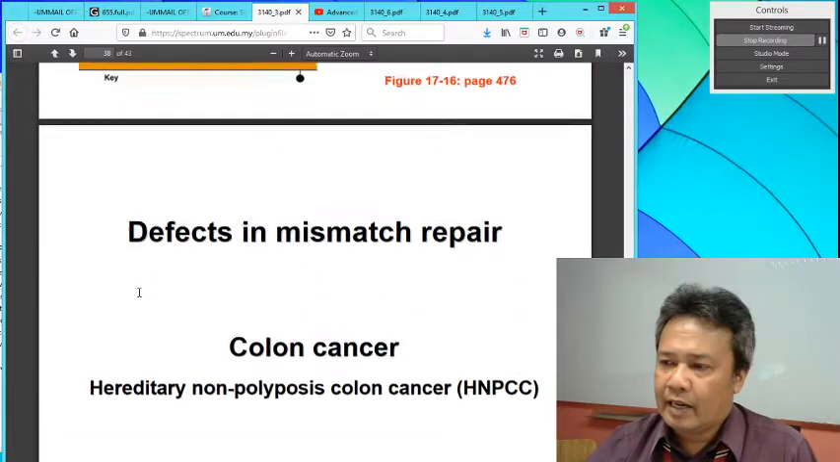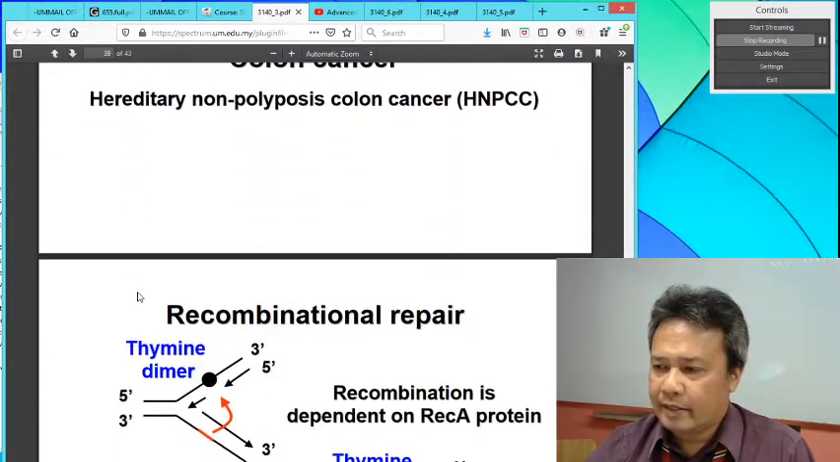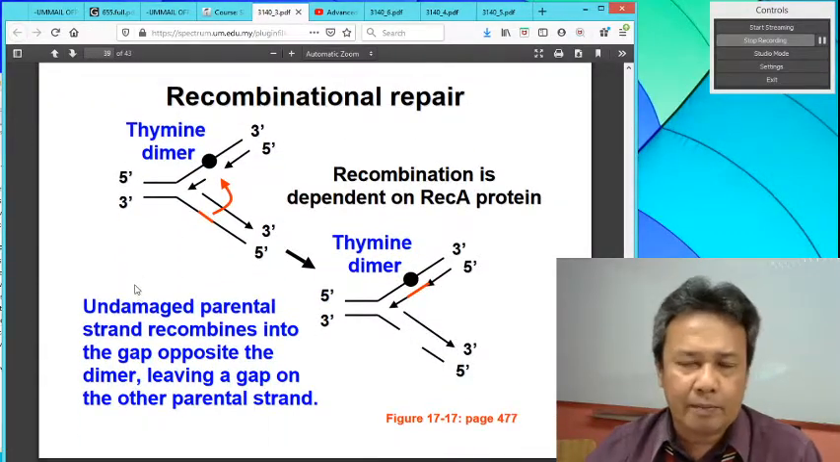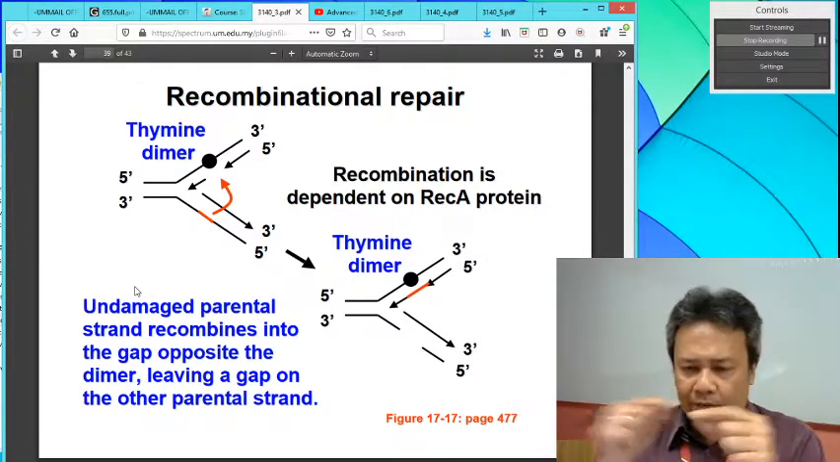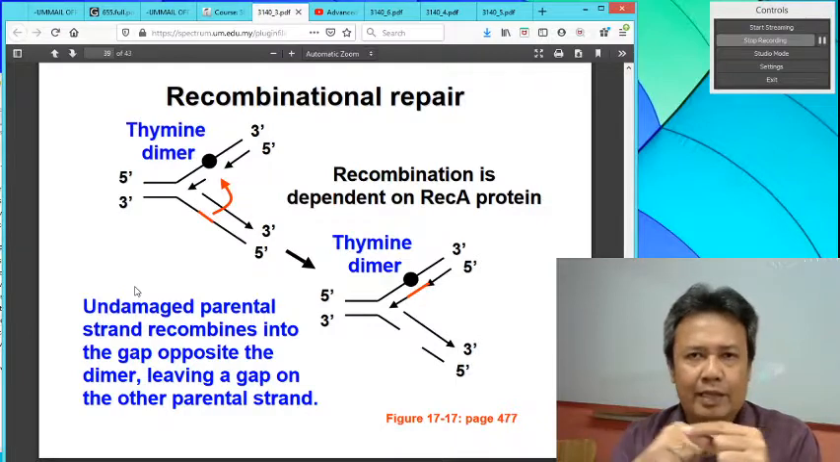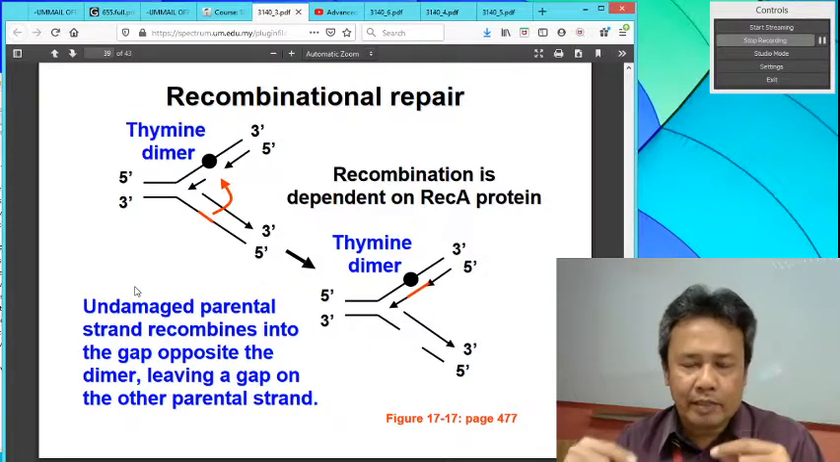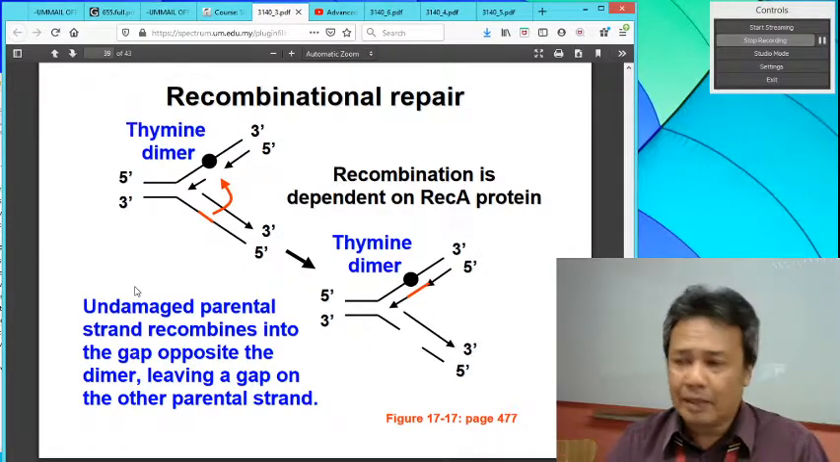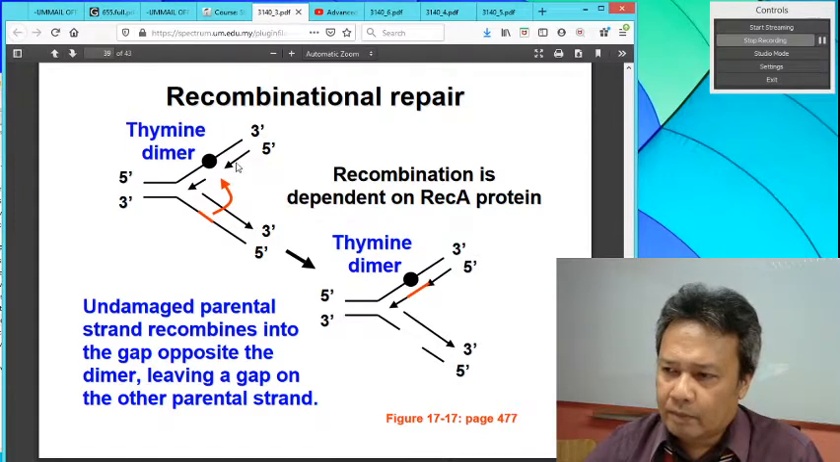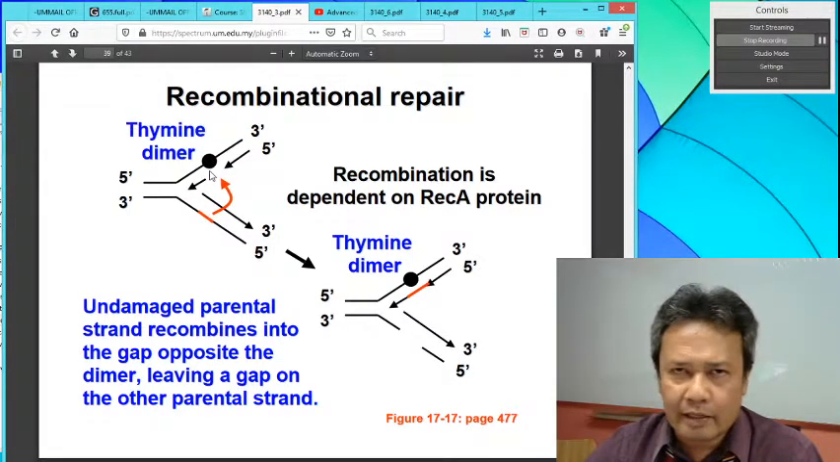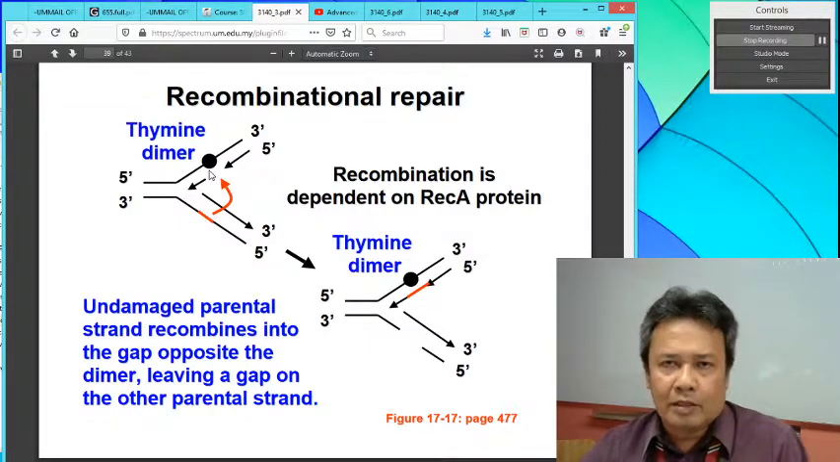and finally, why is recombinational repair important? In all of the examples that we've seen earlier, every time you have a problem, you have a template that you can use as a guide to resynthesize the new strand. You have a template, but in this case, you look at this problem. There is a problem here, and then there's a thymine dimer, so the repair is not possible. It doesn't have any template.